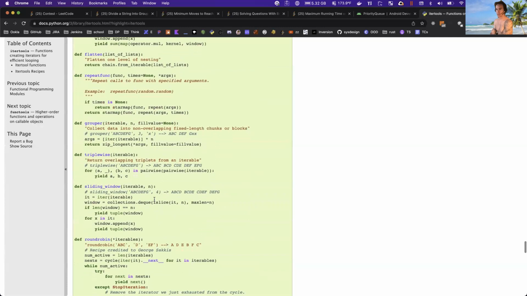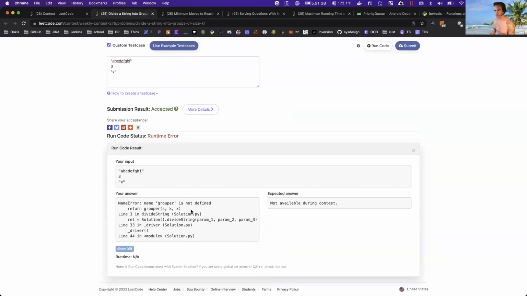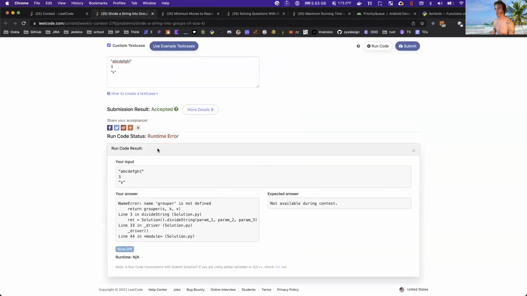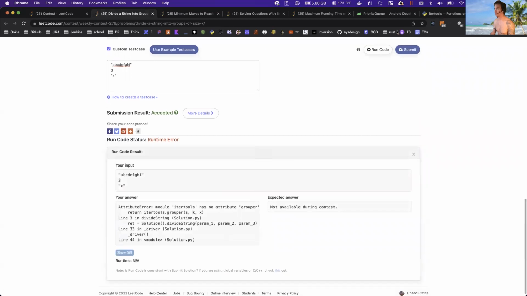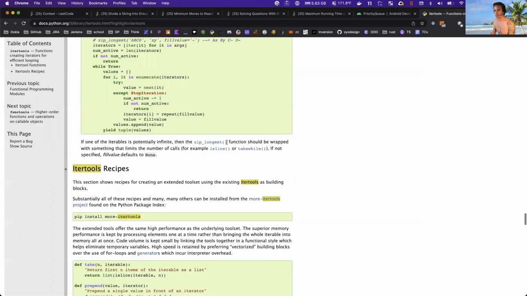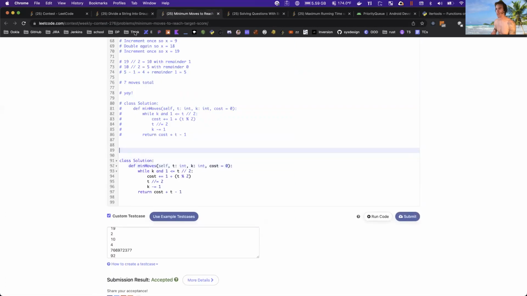I could have sworn that we could group it into chunks. Isn't it? Yeah, grouper. Dude, pretty sure this exists. Grouper, right? Or return grouper s, k, x. I think that works. Let's see. Grouper is not defined, but it's itertools, right? itertools.grouper. Itertools has no attribute grouper. What the hell? Oh, more_itertools. Okay. Alrighty. Not this one, I want to go with this one.